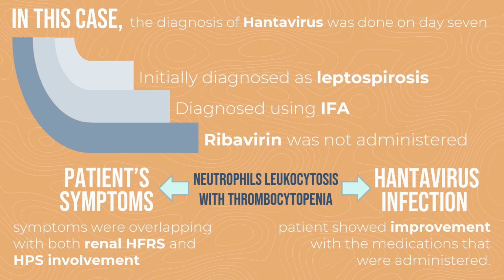If we look at the patient's symptoms again, we can see that the patient had neutrophilic leukocytosis with thrombocytopenia, which was similar to hantavirus infections that include leukocytosis with increased myeloid elements and atypical lymphocytes and thrombocytopenia. The symptoms of the patient, as shown, were overlapping with both renal or HFRS and cardiopulmonary HPS involvement.